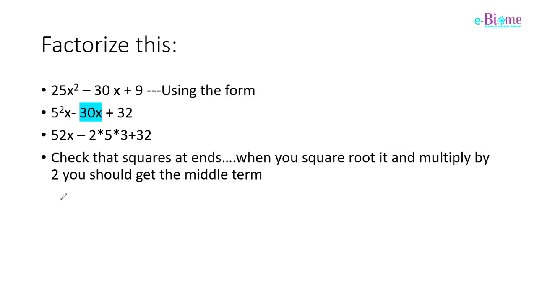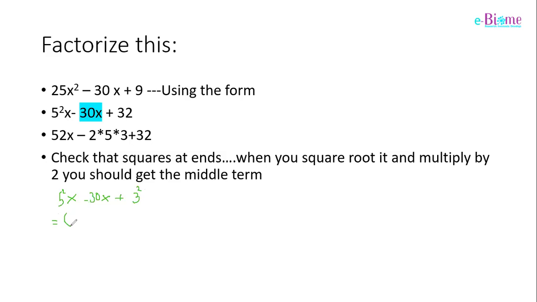Okay. So that's 5 squared x minus 30x plus 3 squared. All right. And so to solve that, how do we identify the perfect square? This is the official answer.